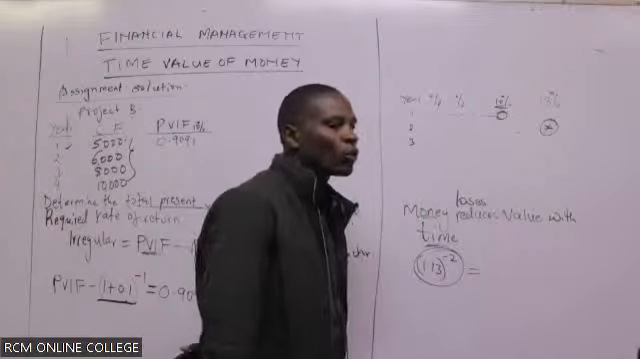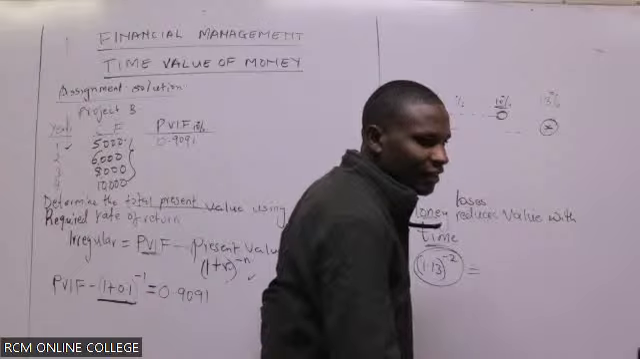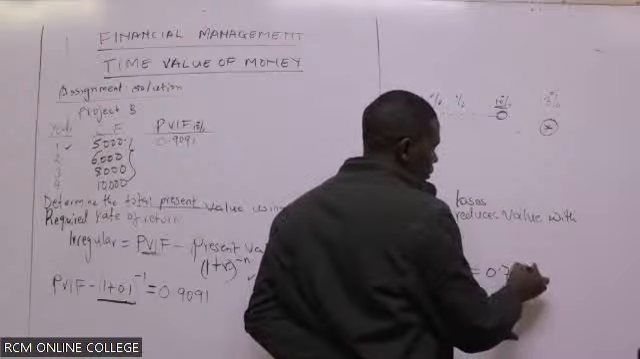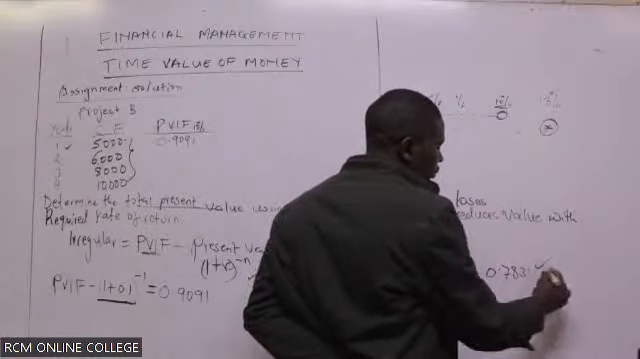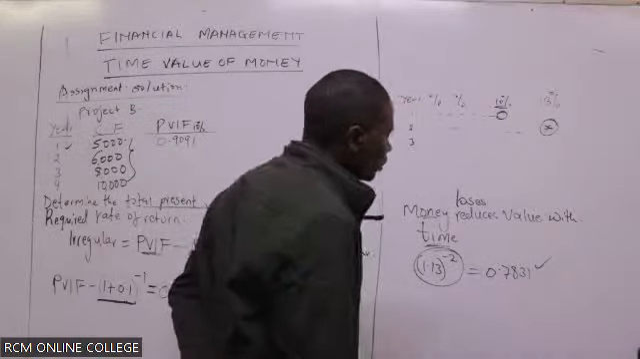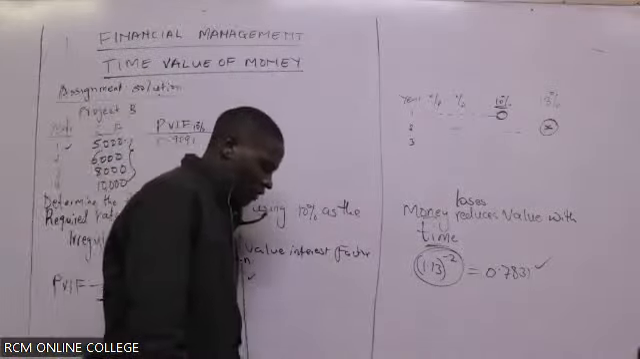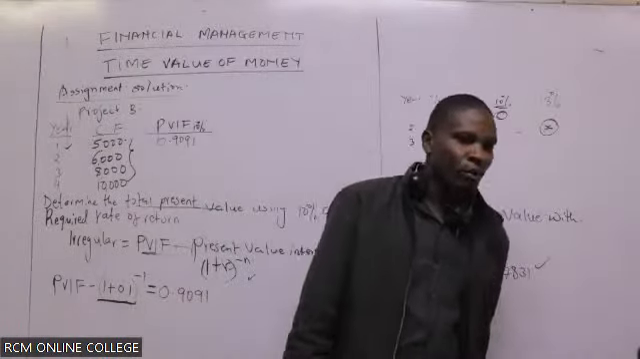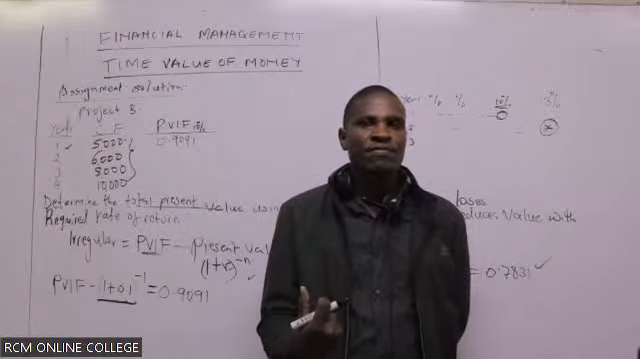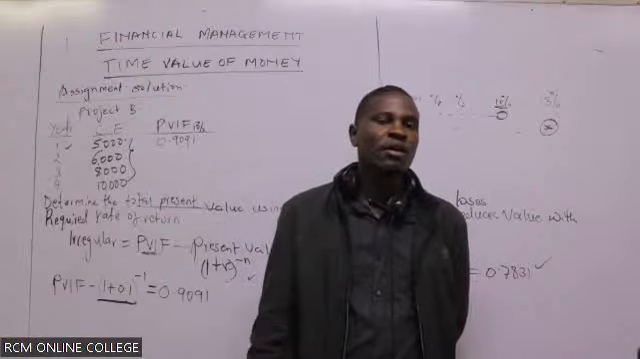She was correct. So it is 0.7831. If you ask Jane, she was able to use a calculator. Now I want a confirmation from you whether you are able to use both table and a calculator to compute the PV, the same way PV is computed.